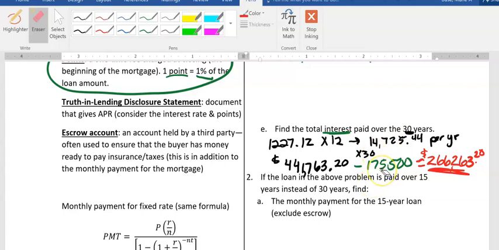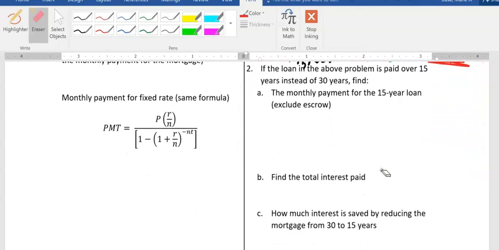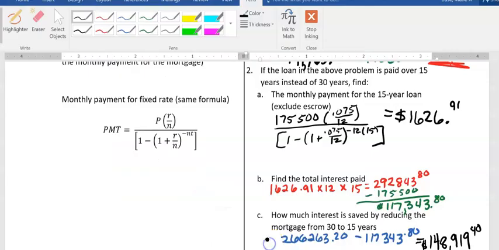Okay, let's see. So question 2 now says, if the loan in the above problem is paid over 15 years instead of 30, and then it takes you through, find the monthly payment, find the total interest, and how much interest is saved. So go ahead and pause the video right now and try each of those on your own, and then I will show you what the answer should be. So pause the video.